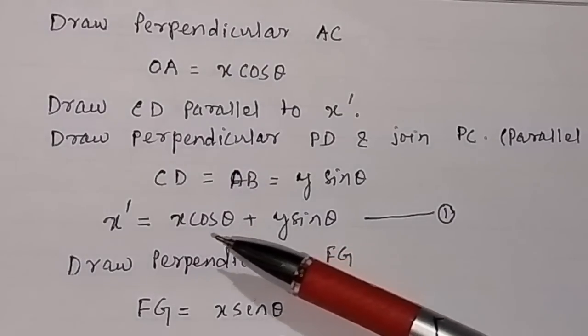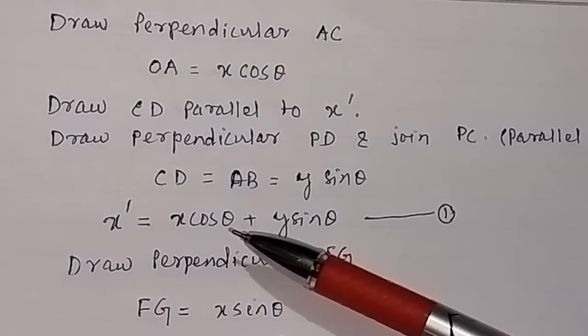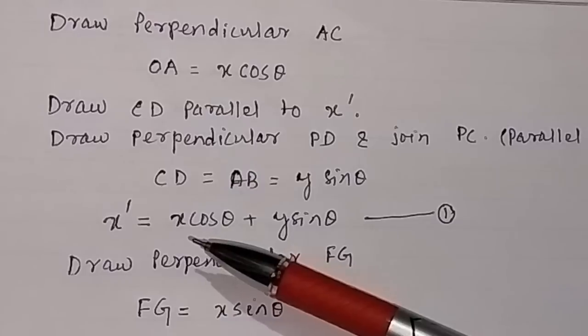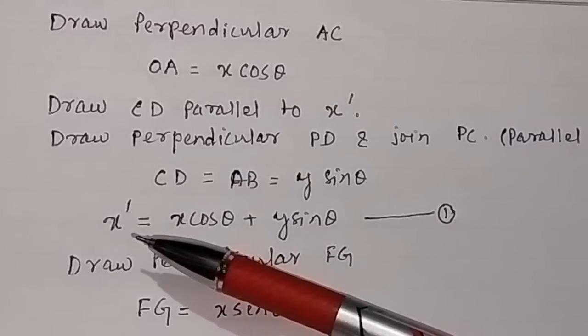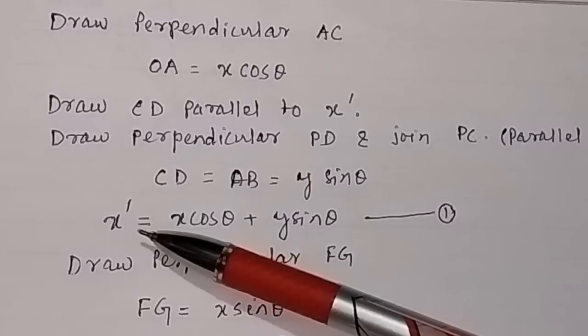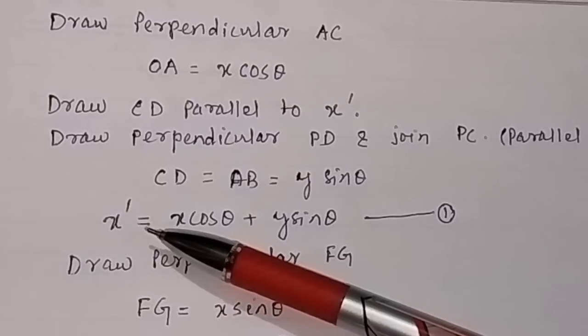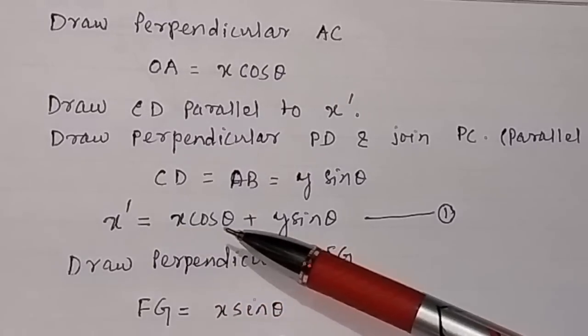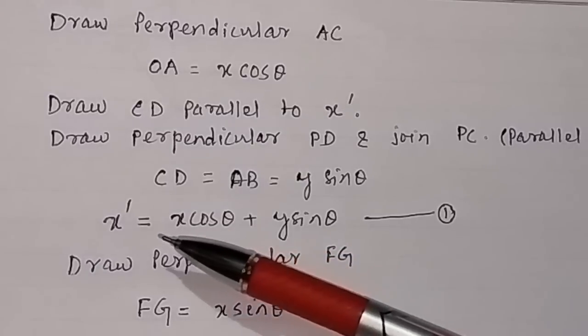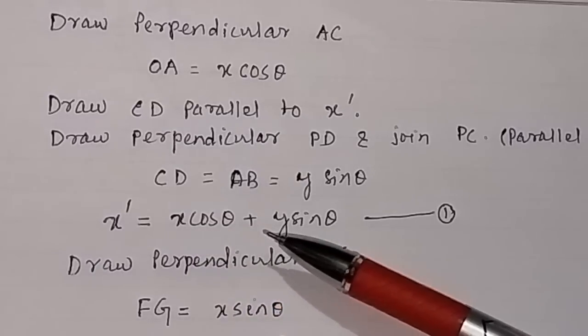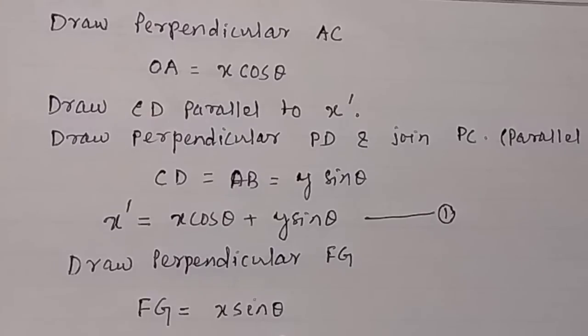So you see, after rotating through an angle theta, how the x coordinate changes: the coordinate becomes x prime. That means x prime is equal to x cos theta plus y sin theta. So x prime is related to x, y and theta. Now we'll see how the y coordinate will change after rotation.